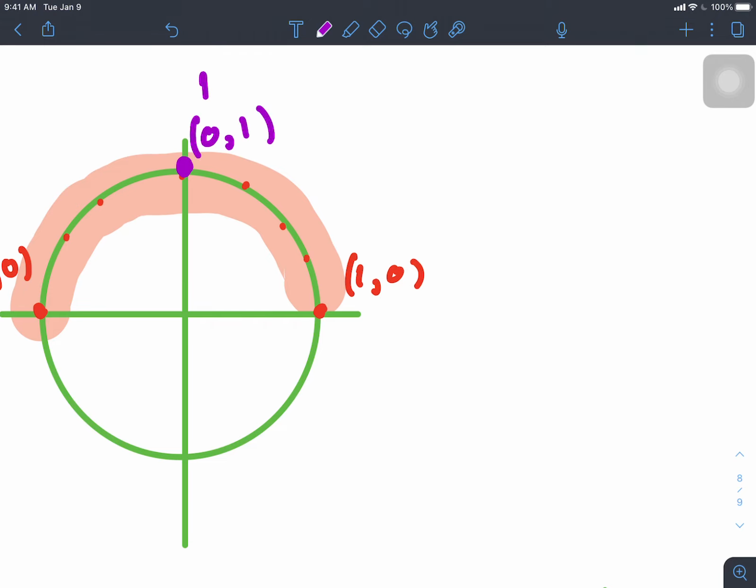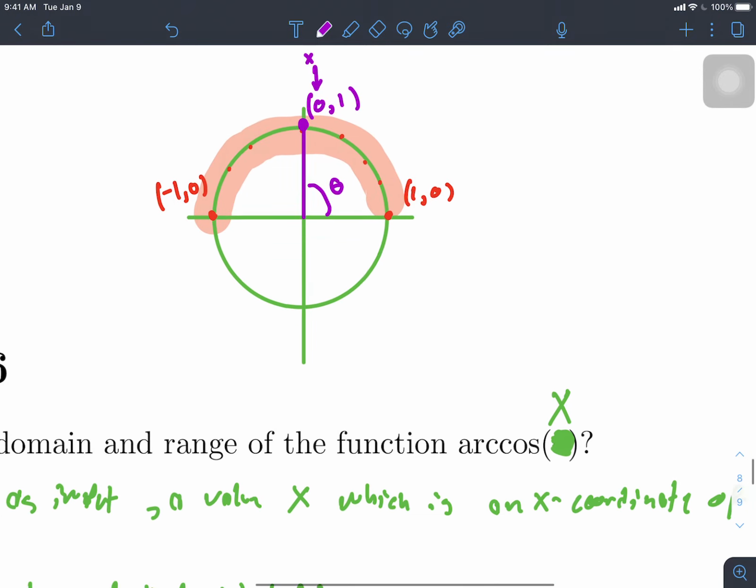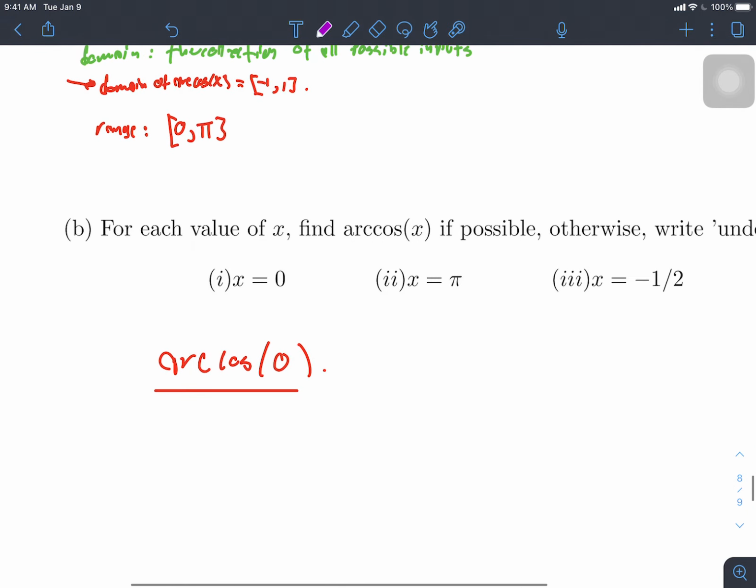In this case, the x value is 0, and what the arc cosine function is supposed to do is return the angle theta such that theta points at the point 0, 1. And that value theta should be 90 degrees or pi over 2.